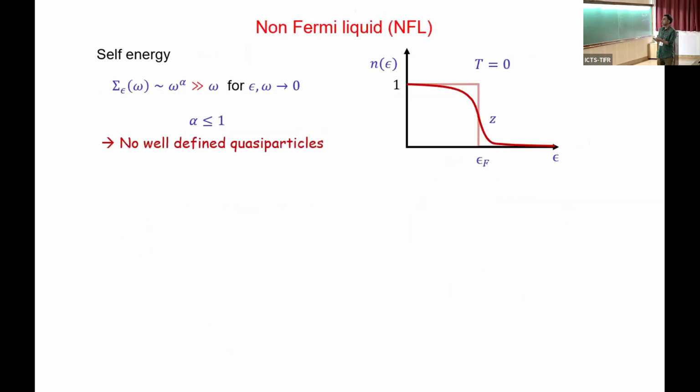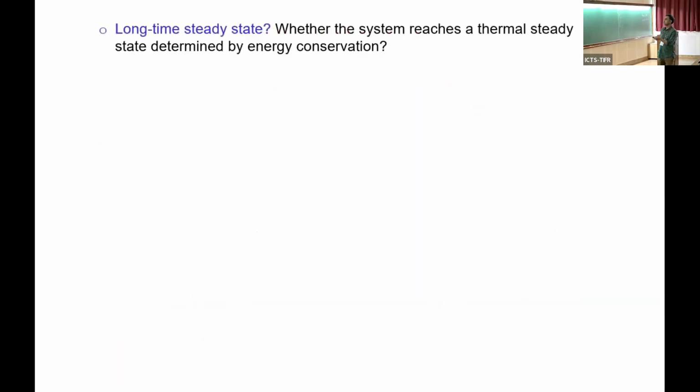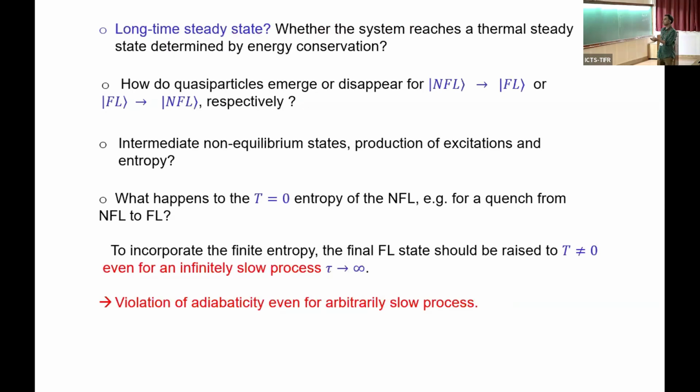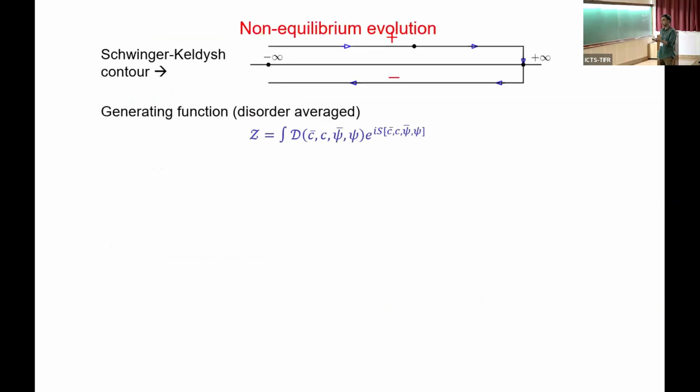Okay, I want to quickly close this thing. So these are the questions, and in particular, as I said, I want to see what happens to this residual entropy, how it manifests itself, at least in the large N.